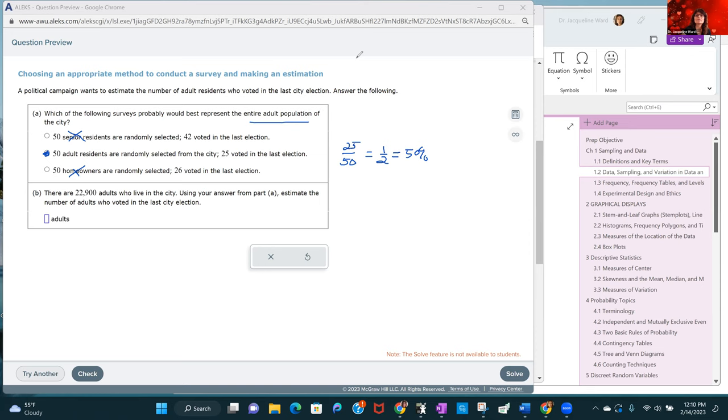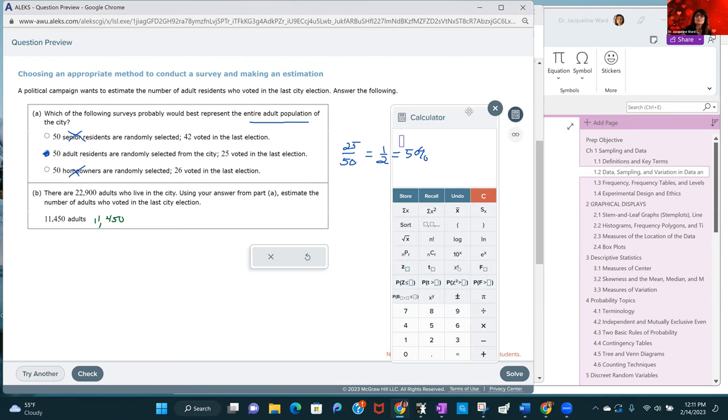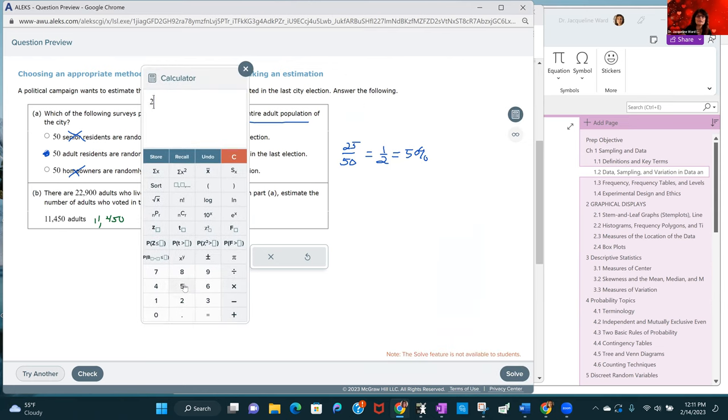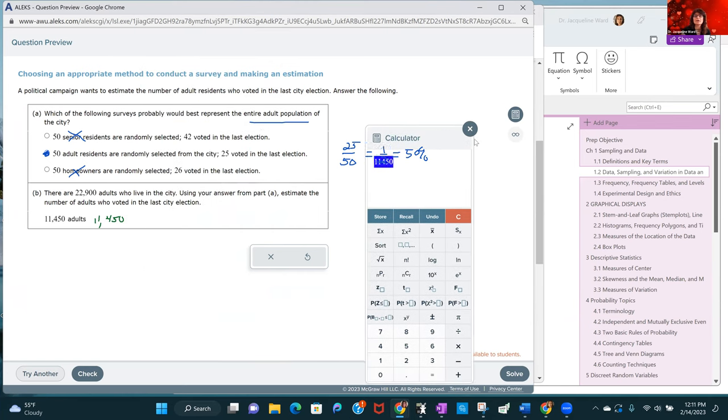And so 50% of 22,900 is 11,450. 50% is half. So that's the quick way, my friends. If you used your calculator, you do 25 divided by 50. That's 0.5, and then times the 22,900. 11,450. Okay.